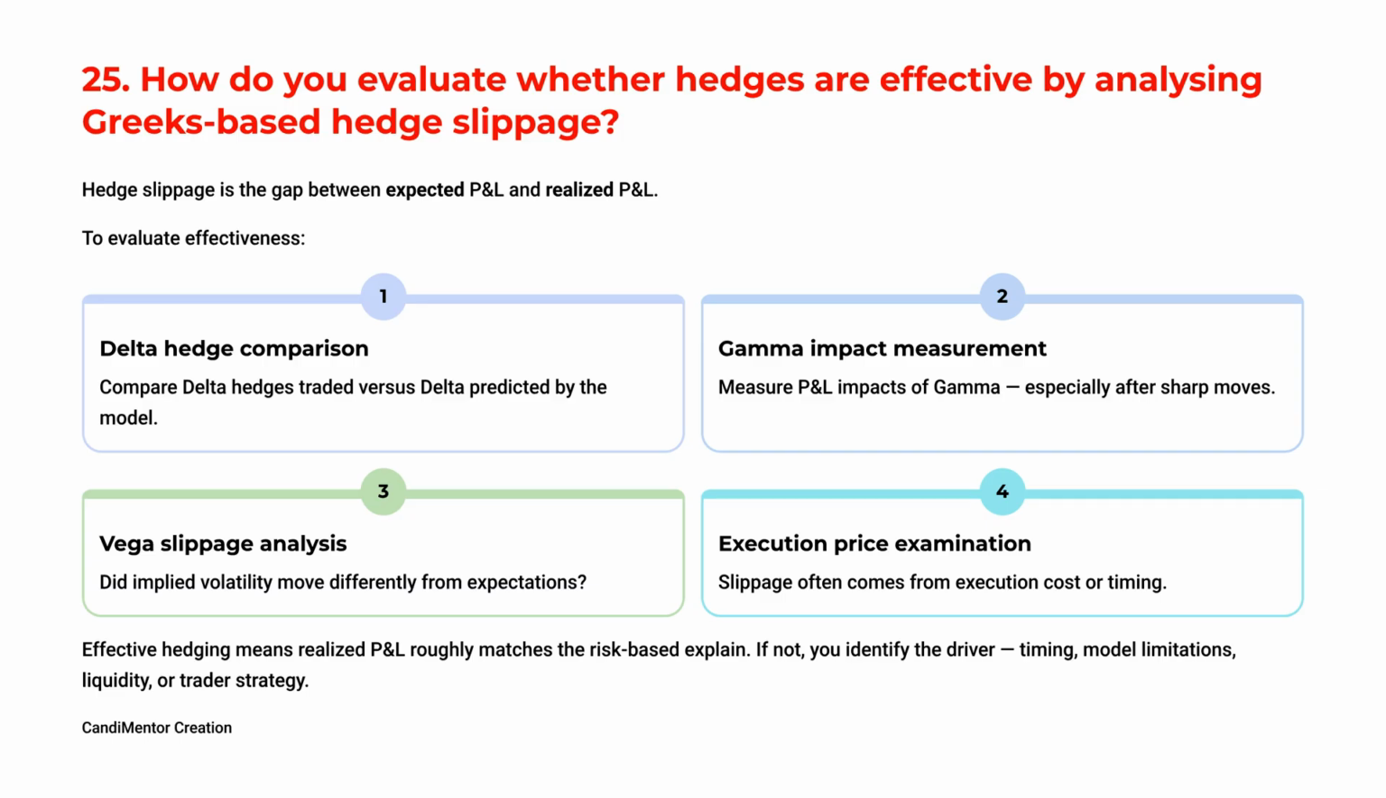Analyze Vega slippage. Did implied volatility move differently from expectations? Examine execution prices. Slippage often comes from execution cost or timing. Effective hedging means realized P&L roughly matches the risk-based explain. If not, you identify the driver: timing, model limitations, liquidity, or trader strategy.